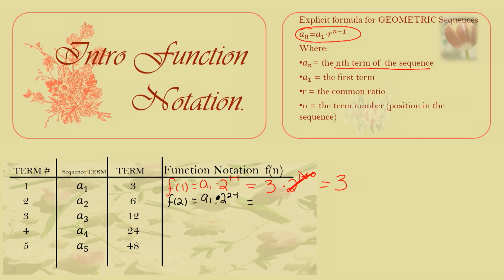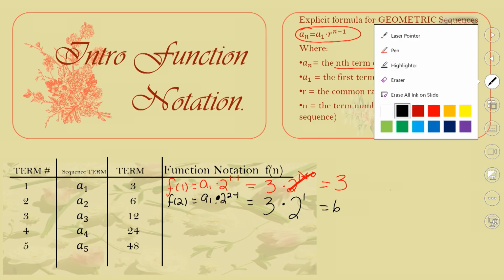That's where your 2 comes from. So that a sub 1 was our 3 times 2 to the 2 minus 1 power is what? 1. Anything to the 1 power is itself, so 3 times 2 equals 6. Good job. So let's get us another color.